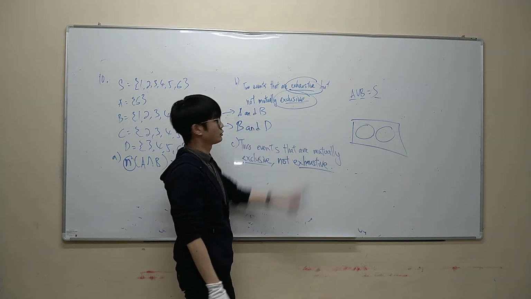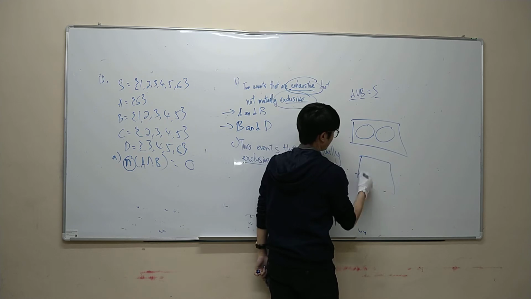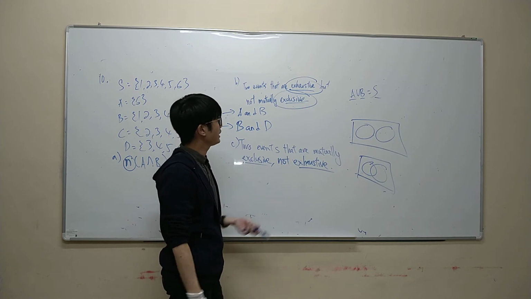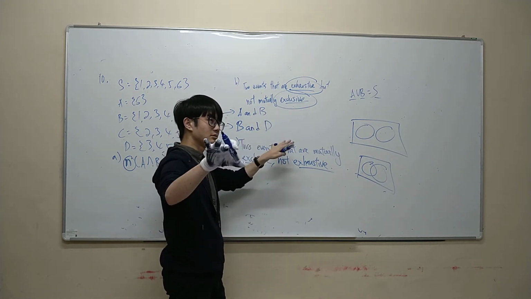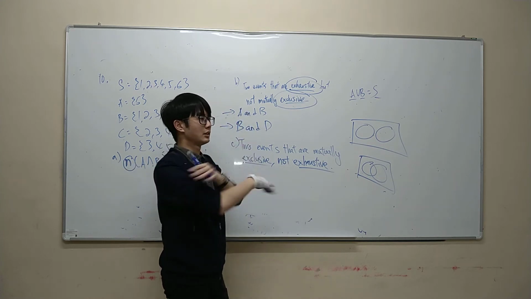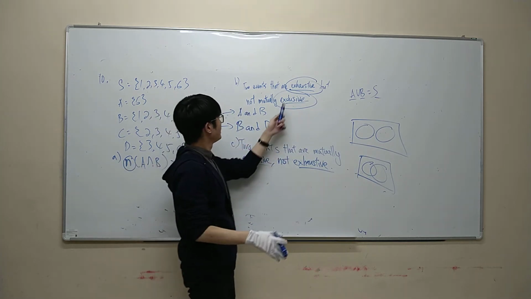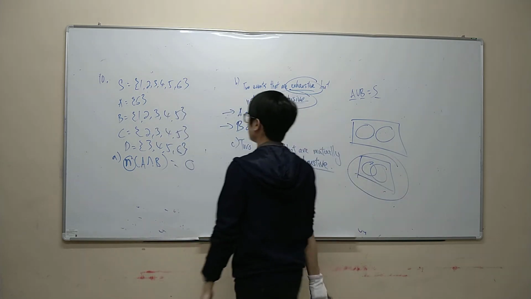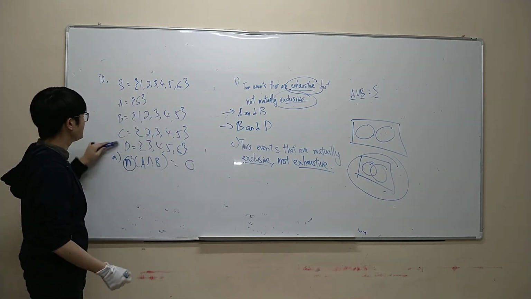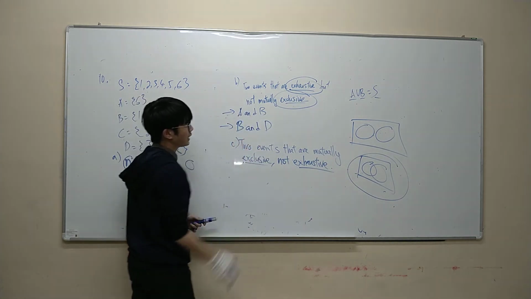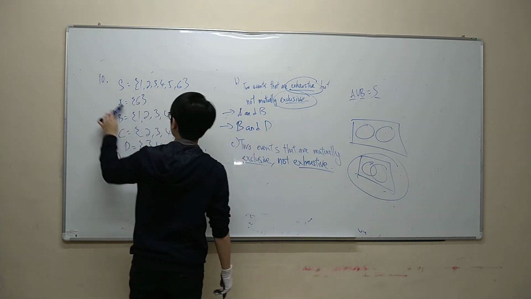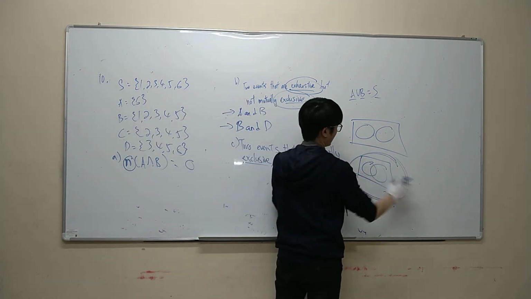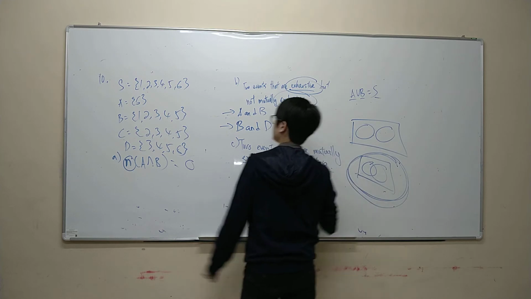So what does it mean by not exclusive? It means they do intersect. I repeat again. Mutually exclusive means separate. But if I say not exclusive, it means not separate. So which one is not separate? You don't have to check A, C or C, D, because this one is confirmed. It's only two possible answers: either A and B or B and D. So A and B, do they intersect? Are they like this or like this? I want this one. So A and B.